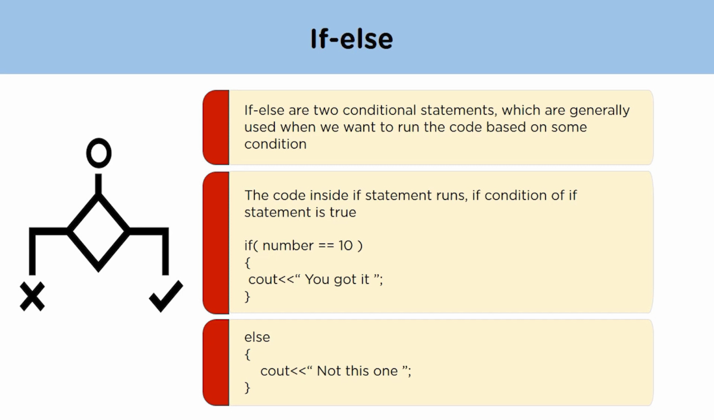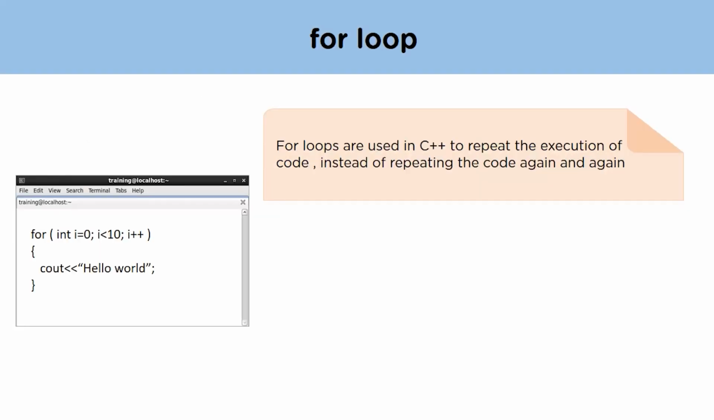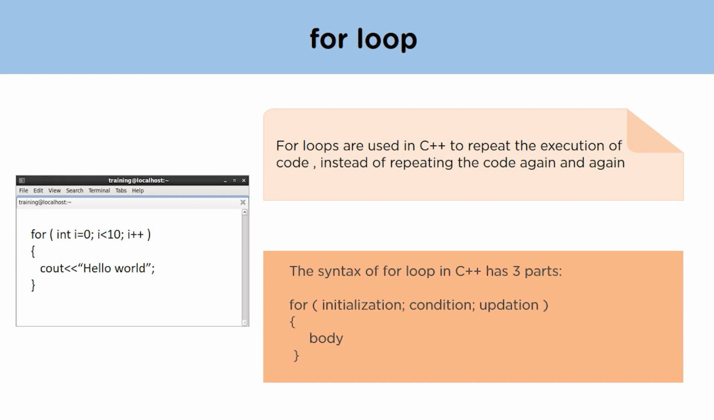Now, coming to loops. First is the for loop. A for loop is a repetition control structure that allows us to repeat a block of code for a fixed number of times, instead of repeating the same code again and again. The syntax of a for loop has three parts. First is initialization. It is used to initialize the loop. Next is condition, which is used to determine when to end the loop. And last is updation, which is used to update the loop variables.